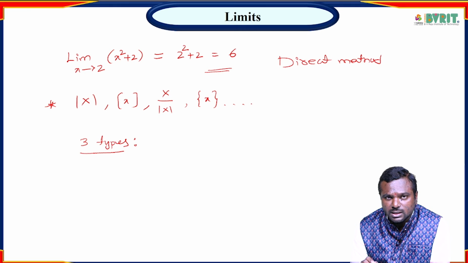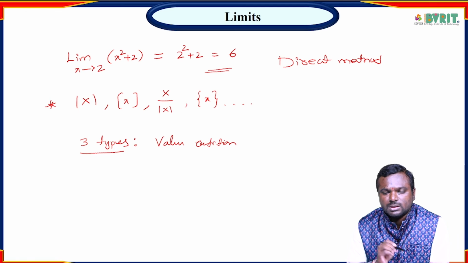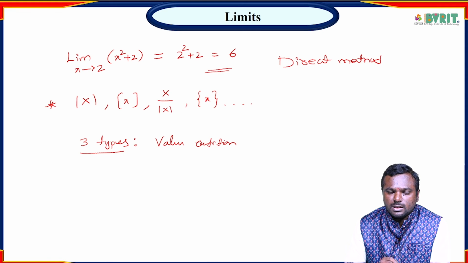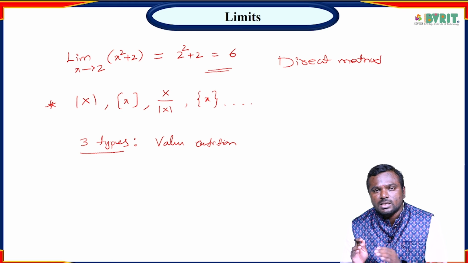The first method is only for your understanding. That method is called the value condition method. Then we are taking some x is equal to 2.1, x is equal to 2.11, x is equal to 2.111. That method is called the value condition method, only for your understanding.